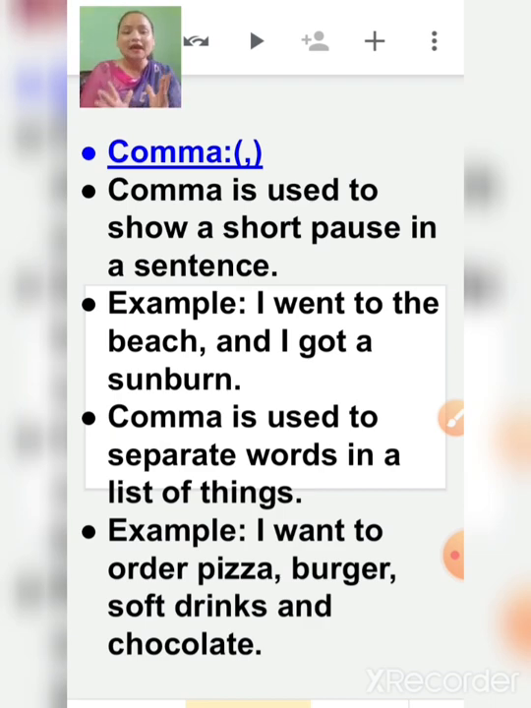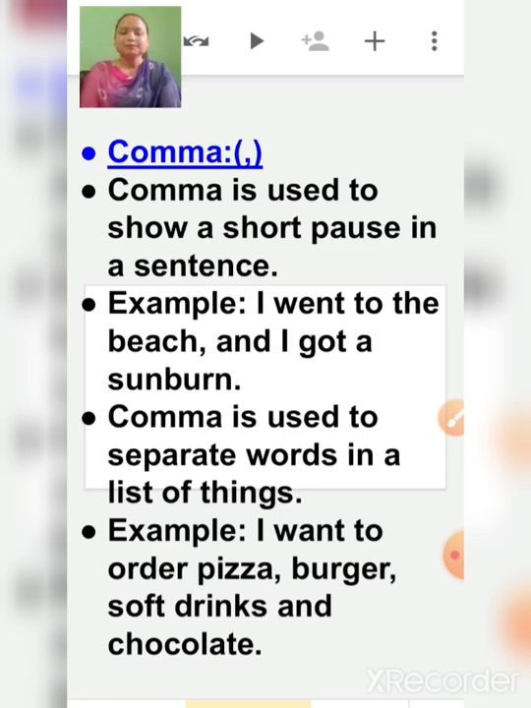So comma is a kind of short pause. Comma is used to show a short pause in a sentence. That means here you have to wait for a second, then you can start. Example, I went to the beach, and I got a sunburn. Now I cannot read it like this: I went to the beach and I got a sunburn. No, I went to the beach, and I got a sunburn.